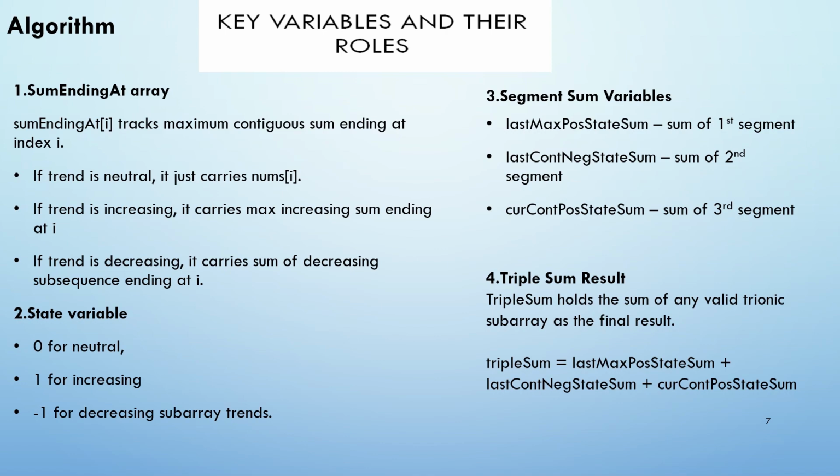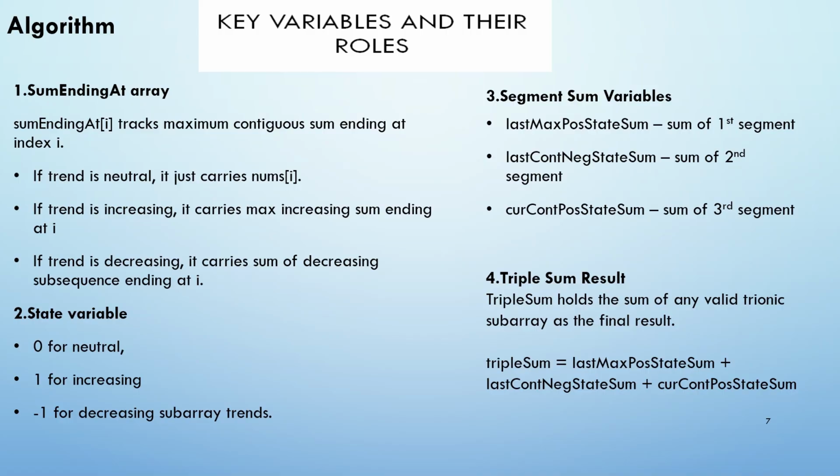The second kind of sum we will store is the last continuous negative state sum. If you observe the trionic subarray, the middle part is always continuous. We cannot skip anything from the middle part, so it is always the sum of all the elements of the middle part. That is why we are naming it the continuous negative state sum.